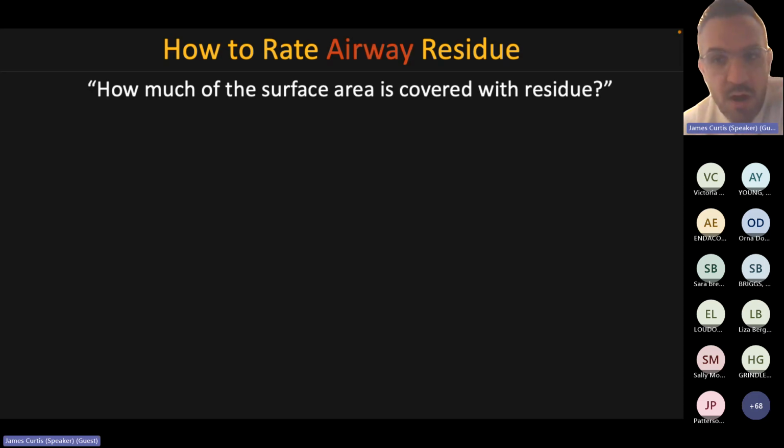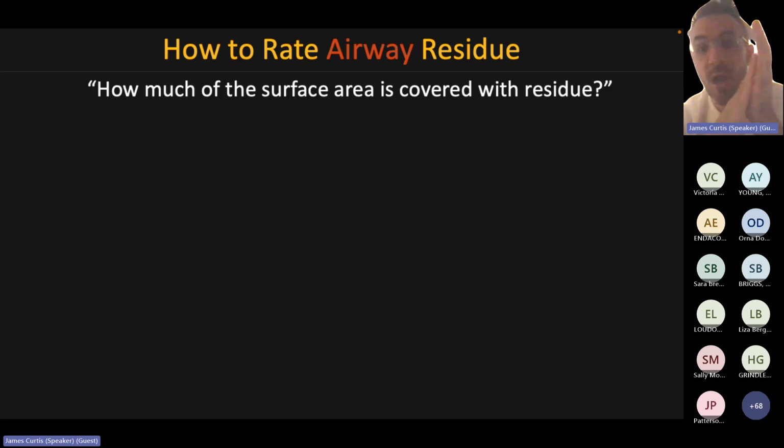So then we can get to our airway structures as well. But because these don't have pockets, our question changes a little bit, and it's about how much of the surface area is covered with residue. So there's a little bit of a double standard here. If we talked about the vallecula or the piriforms, we're saying how filled is that space?